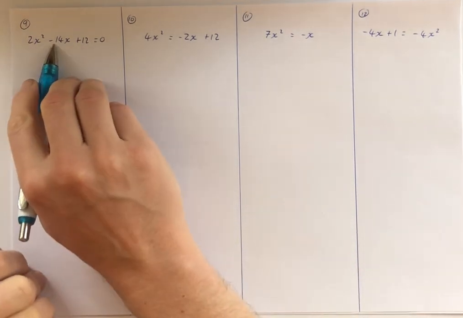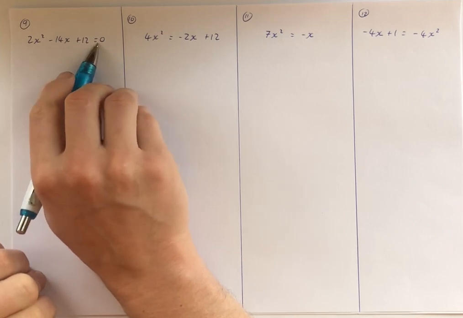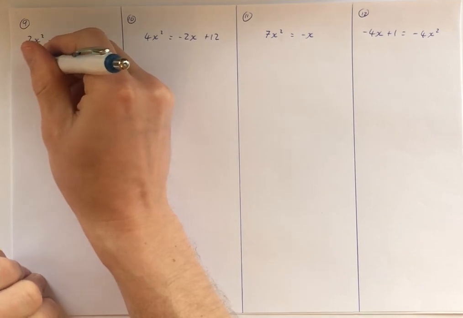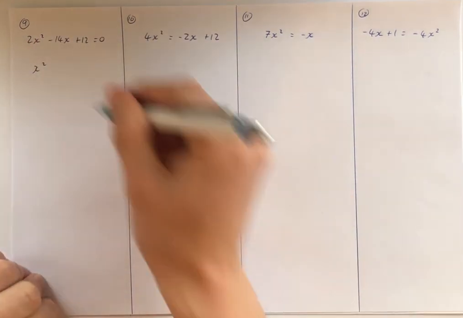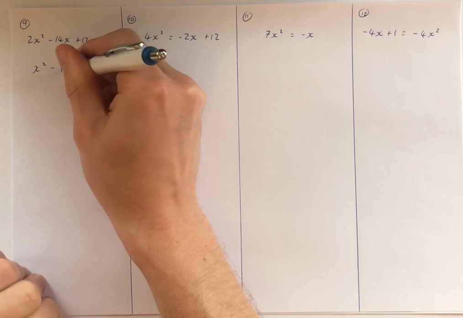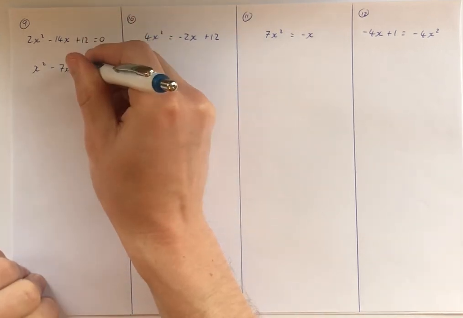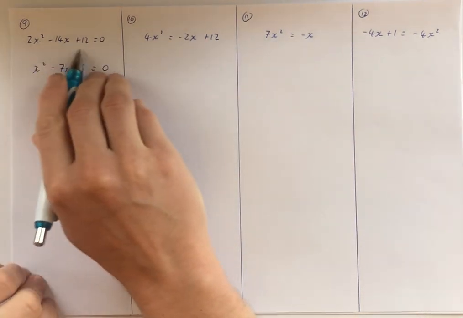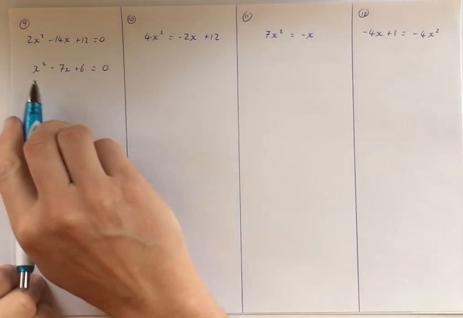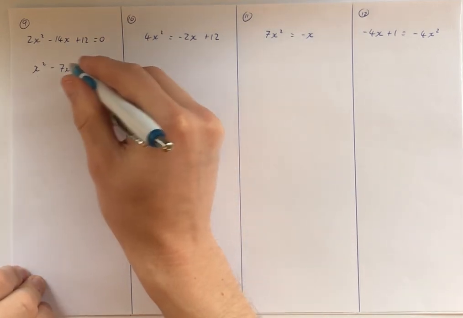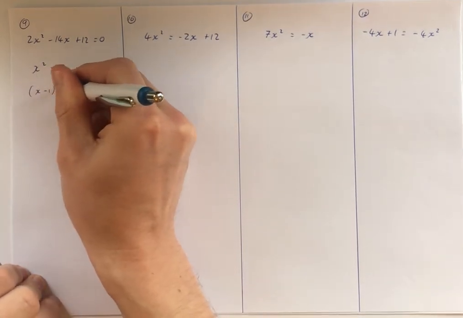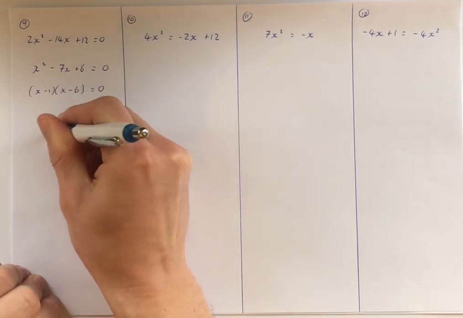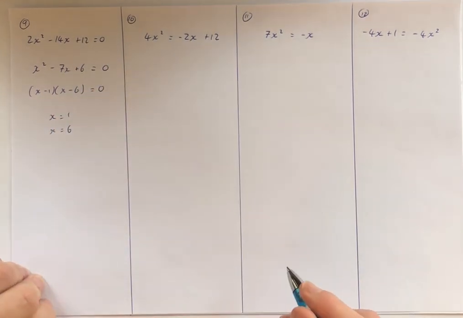So 2x squared minus 14x plus 12 equals 0. We have a factor of 2 in everything. So we can divide 2x squared by 2, x squared. 14x by 2 is negative 7x. And 12 by 2 is 6. And 0 divided by 2 is still 0. So you can divide everything out by that common factor. Now we want factors of positive 6 to add to negative 7. x minus 1, x minus 6. So your solutions are 1 and 6.